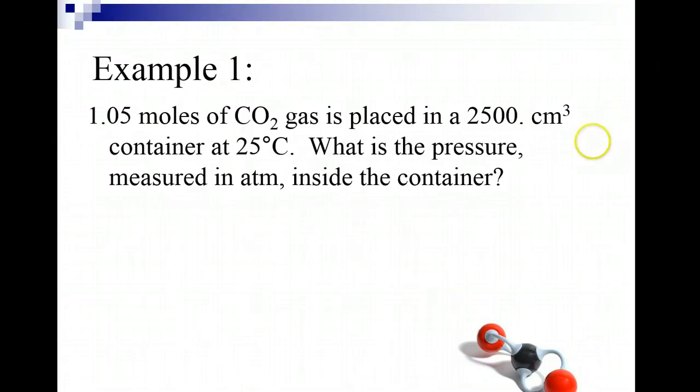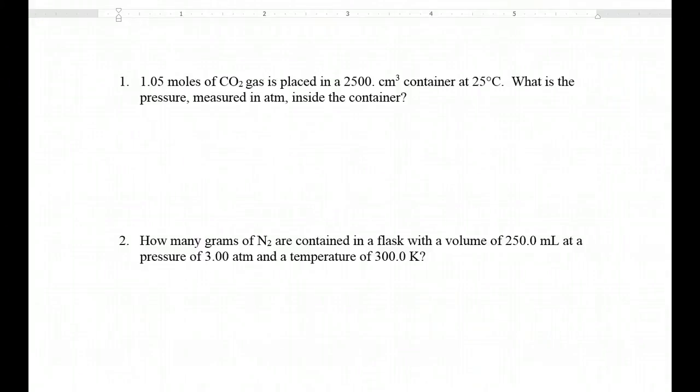We're going to take a look at some examples using the ideal gas law equation, or PV = nRT. And this first example: 1.05 moles of carbon dioxide gas is placed in a 2,500 cubic centimeter container at 25 Celsius. What is the pressure measured in atmospheres inside the container? So if we take a minute to label what we've been given in this problem, it says 1.05 moles of CO2 gas. So I know n is 1.05 moles.